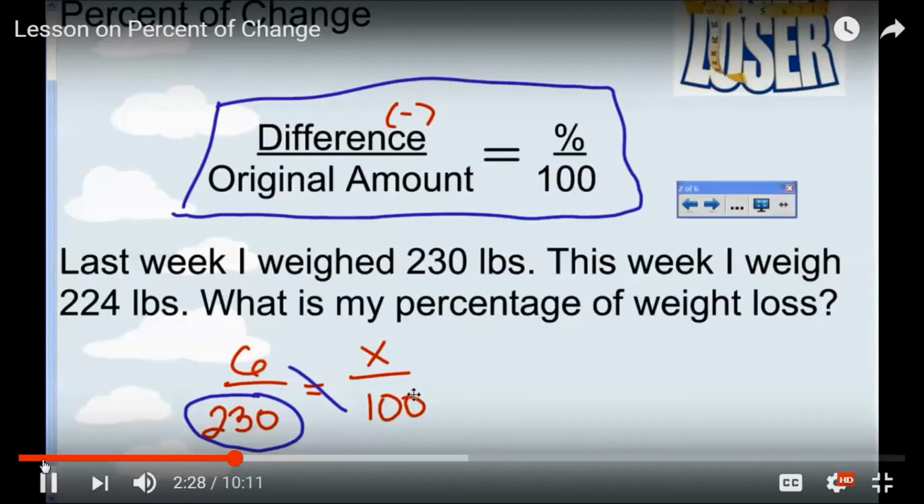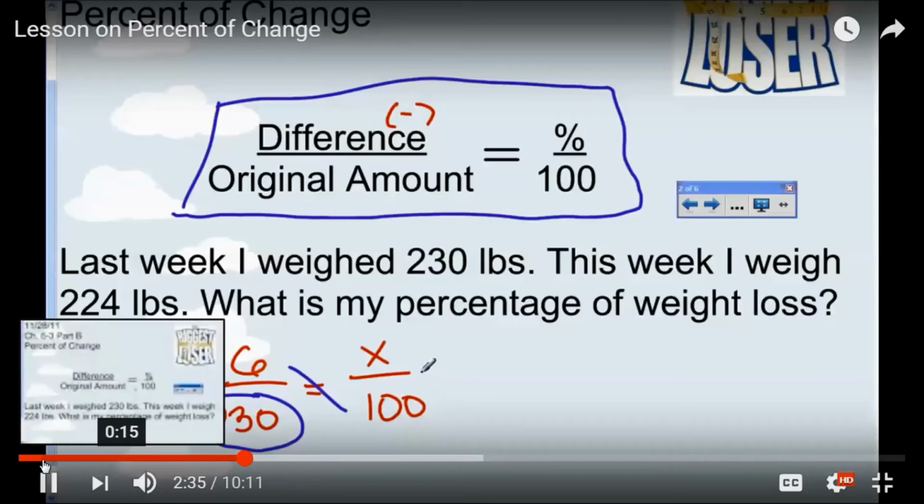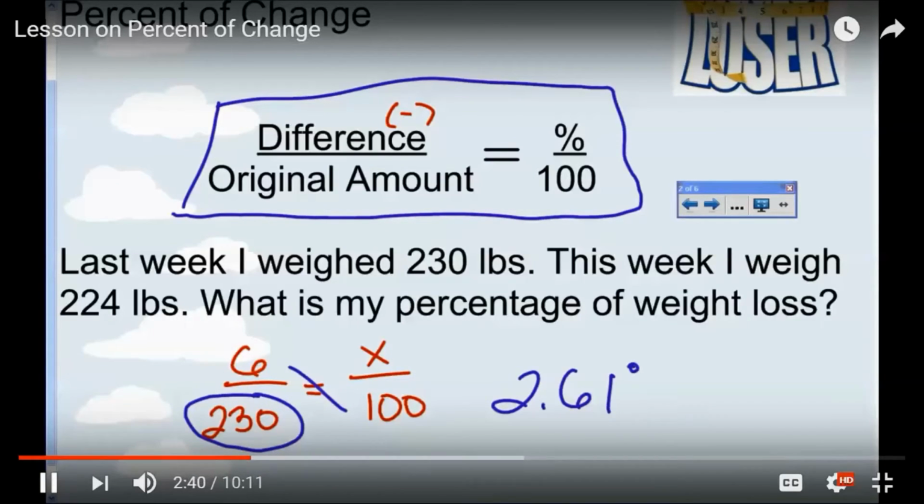So 6 times 100 divided by 230. Punching it in my calculator right now. And I got 2.61% if I round it to the hundredths.